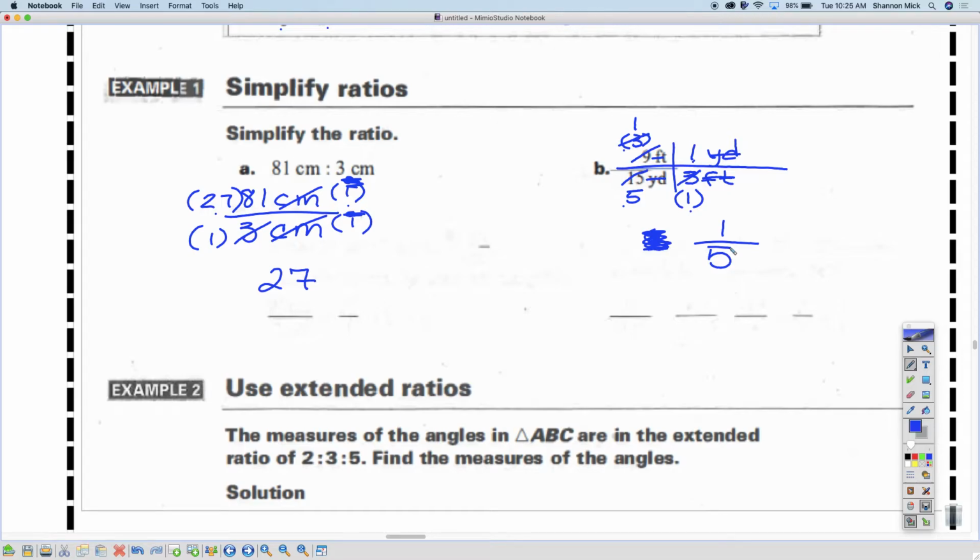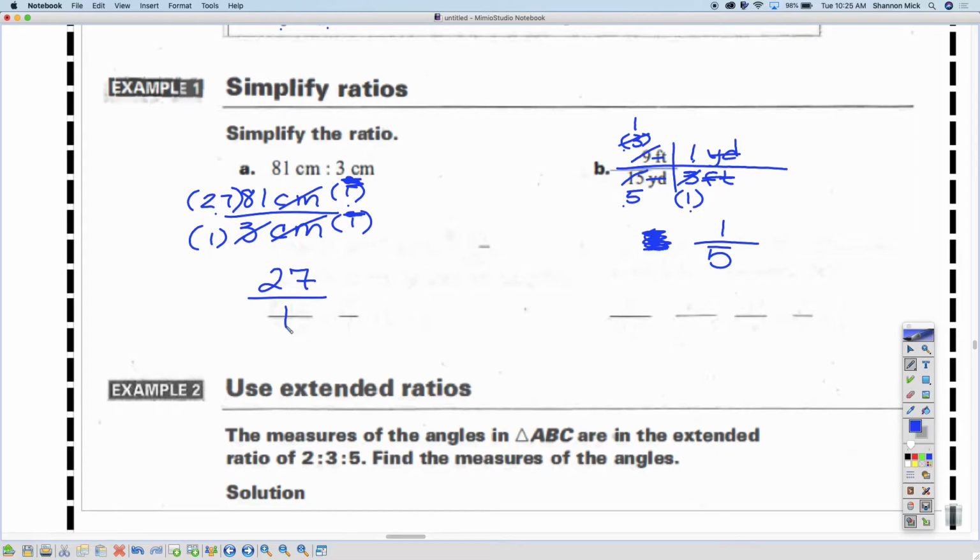Would it be wrong if you write it with the colon? If you write it with the colon. The yards and feet started with a colon, and actually, I should have done that. Okay, just a second. Let's go back here. Thank you for asking that question.